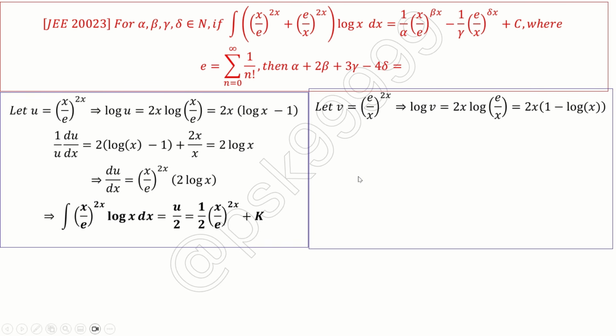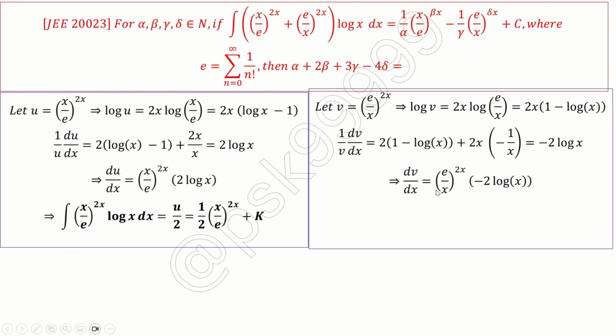Okay, similarly take the second part. Okay, v equals (e by x) to the power of 2x, log v is 2x log of e by x, which is nothing but 2x times (1 minus log x). Okay, which is exactly opposite to this actually, right? So you will actually get the negative of this value, that's it. Right, minus 2 log x is the 1 by v dv by dx. If you differentiate, this is what you will get. So your dv by dx is nothing but (e by x) to the power of 2x into minus 2 log x. Now you integrate this, basically the second part is the same again, correct.